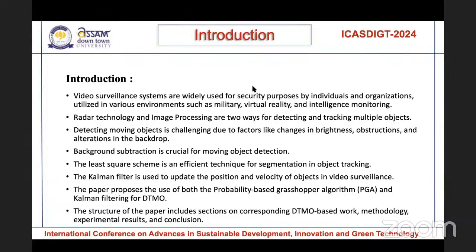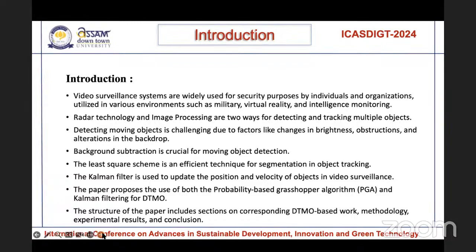The main reason for this is the brightness issue, obstructions, and alternation in the backdrop. So background subtraction is also crucial for moving object detection. And the Kalman filter effect is used to update the position and the velocity of the object in video surveillance. So our paper proposes the use of both the probability-based grasshopper algorithm and the Kalman filtering for DTMO. The structure of the paper includes a section on corresponding DTMO-based work, methodology, experimental results, and conclusion.